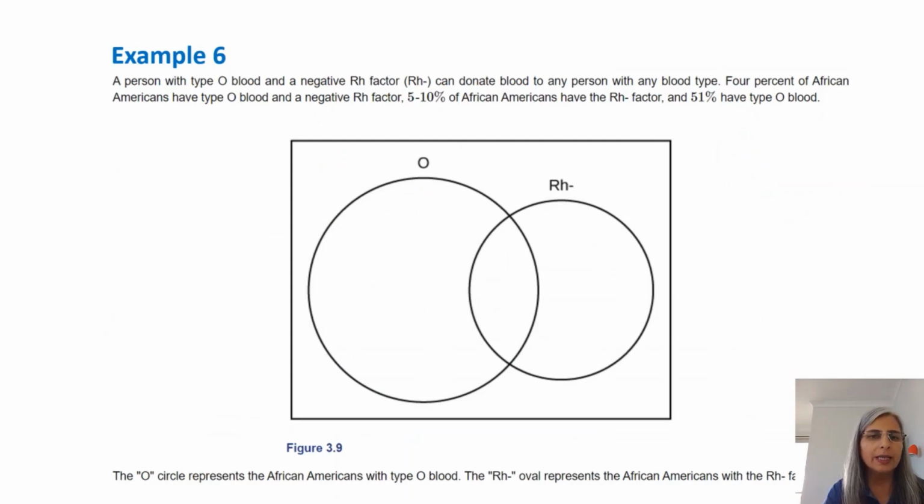Now we look at a little bit harder example and we do it together. It says that there's some information first. So a person with type O blood and a negative Rh factor can donate blood to any person with any blood group type. So there are two categories, having the type O blood and having the Rh factor negative, which is shown in the Venn diagrams by the letter O and the letters Rh negative. 4% of African Americans have type O blood and a negative Rh factor. So they are appearing in the intersection. 5 to 10% have the Rh negative factor. Now don't be scared of the range given to you, we'll sort it out. And 51% have type O blood.